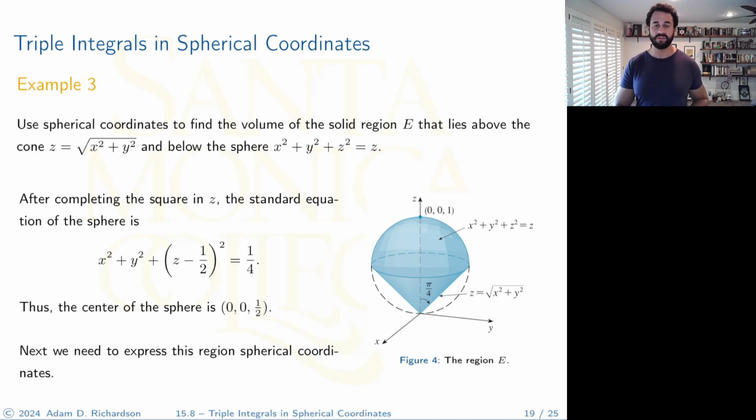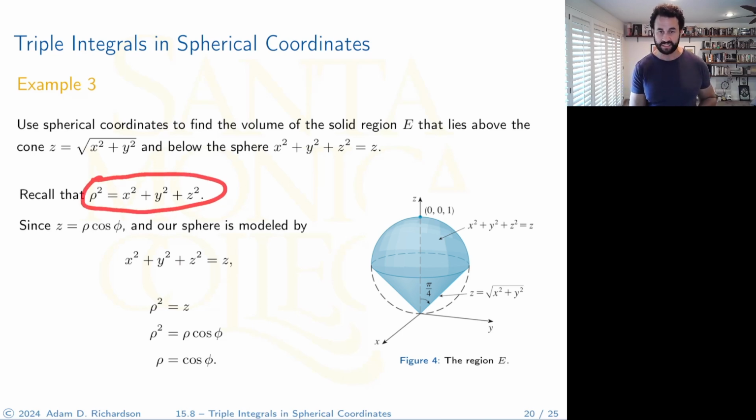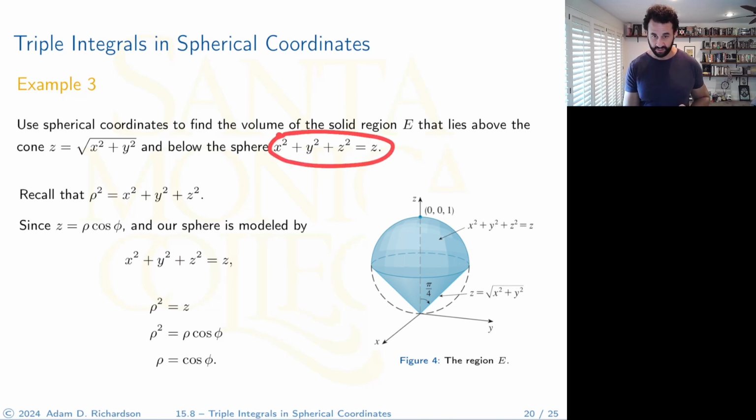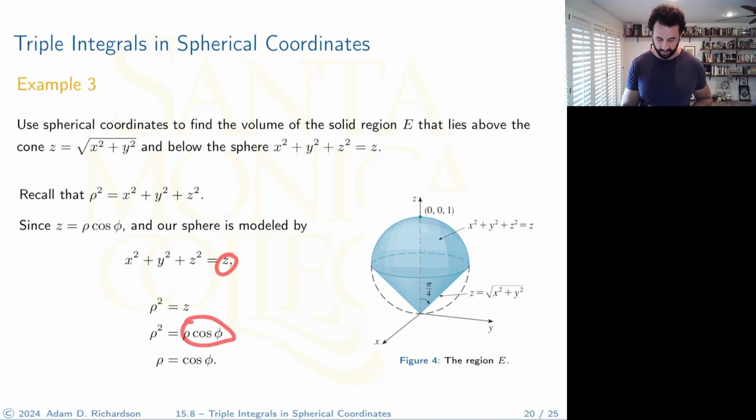Now how do we get this in terms of spherical coordinates? We know the sphere; now we need to describe the top part of the sphere in terms of spherical coordinates. Remember that one of the equations is rho squared equals x squared plus y squared plus z squared. We also know that z is equal to rho cosine phi. Because our sphere is represented like so, we can substitute in these values and find out what rho is equal to. Here's our sphere, but this is equal to rho squared, and this is equal to rho cosine phi. Now that rho squared is equal to rho cosine phi, for non-zero radius we can divide by rho, and we get that rho is equal to cosine of phi.